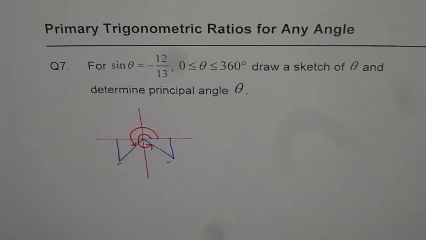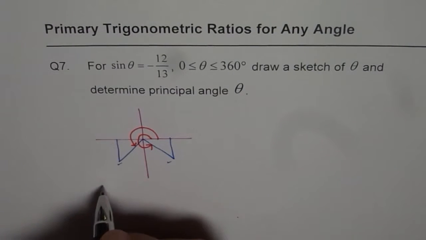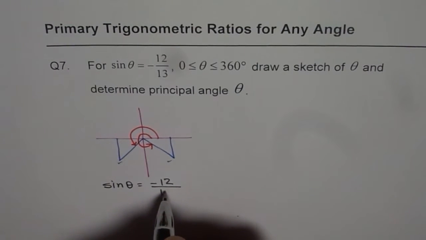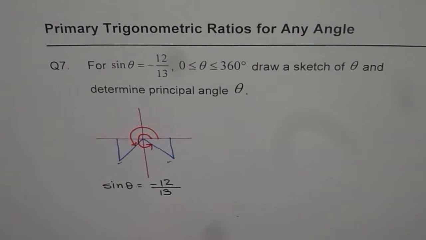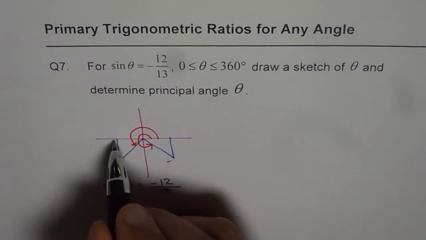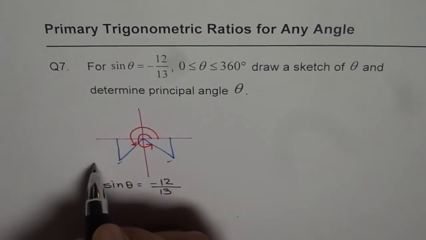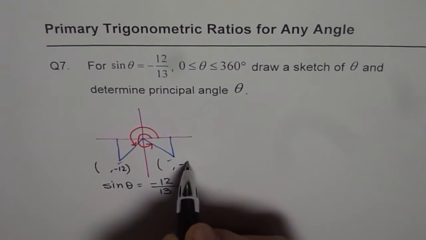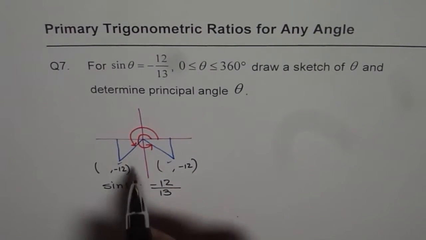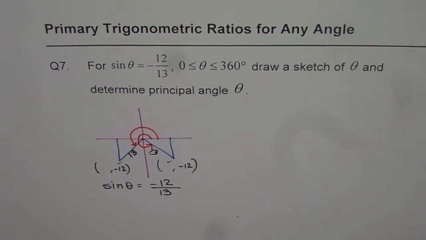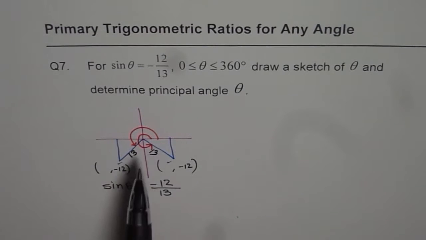For both, the value of sine theta is minus 12 over 13. Can you justify it? Well, minus 12 means this is negative, so the y value is minus 12. And 13 is the hypotenuse, so this value is 13. That is what it means, right? So there are two different cases, and based on this, we have two different values of theta.